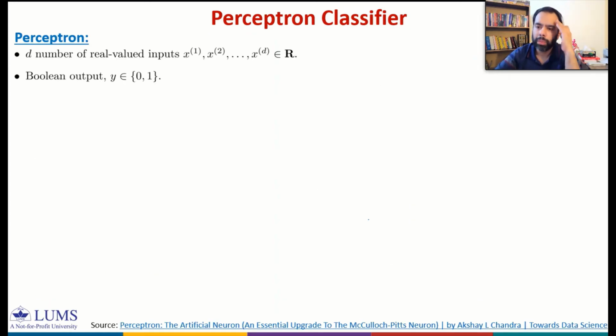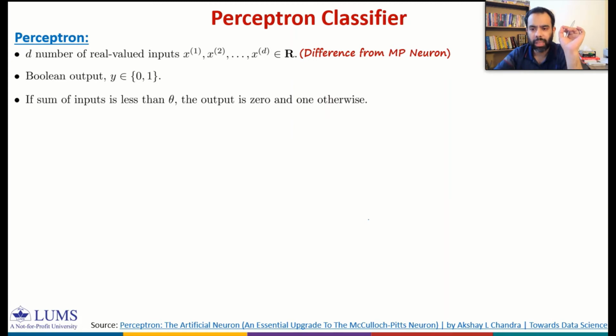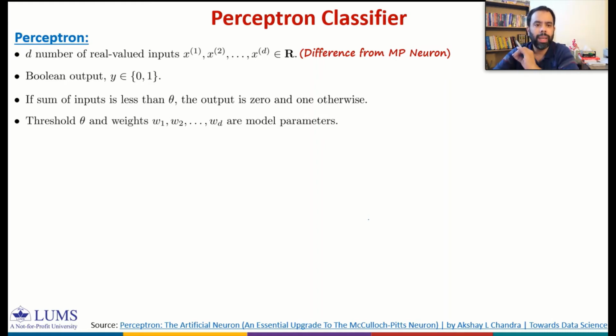So again, we assume we have d number of real valued inputs, x1, x2, up to xd. But here the difference is that these inputs are real valued. For the case of MP neuron, we had Boolean inputs. Again, we assume that we have a Boolean output. If the sum of inputs is less than theta, the output is 0 and 1 otherwise. This is exactly the same as what we had for the case of MP neuron. Threshold theta and weights are model parameters. For the case of MP neuron, we only have theta as the model parameter, but here we have these weights which are also model parameters.